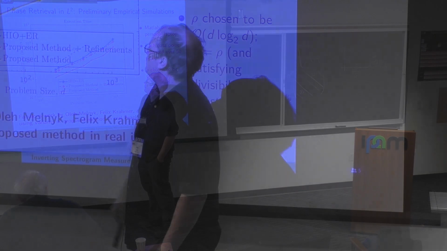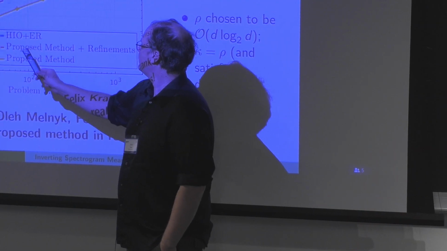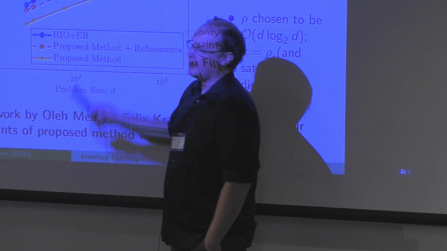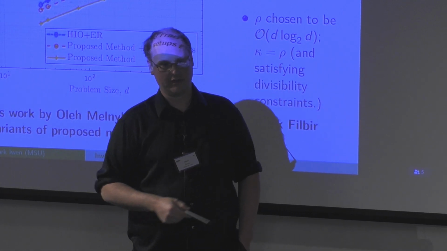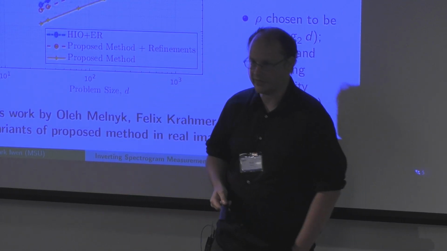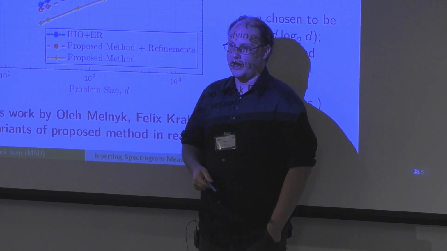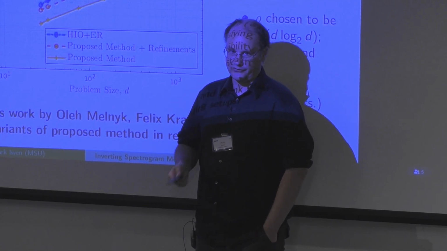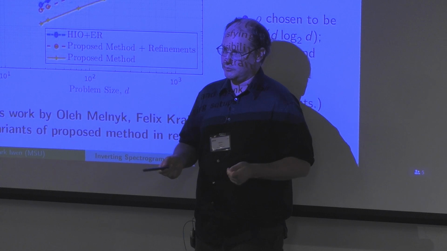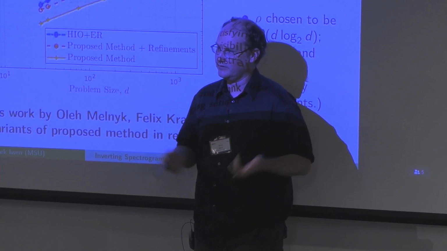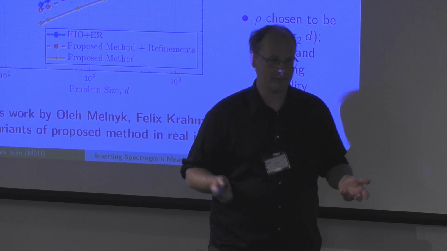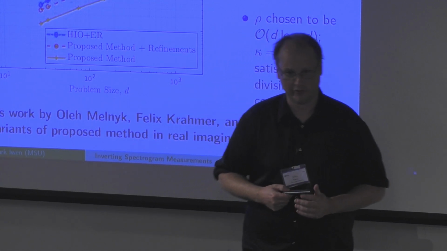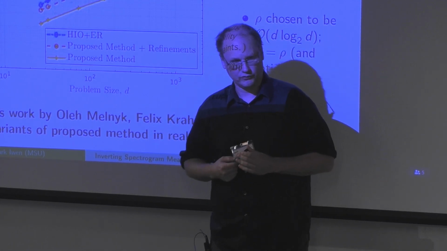But people have looked at variations of this proposed method as a way of initializing an iterative technique like HIO plus ER. These iterative methods are highly sensitive to where you start. You would want to start close to the global optimizer if you can. This is a provably accurate way of getting you close to the global optimizer, and then you can improve it by running your favorite iterative technique of choice.